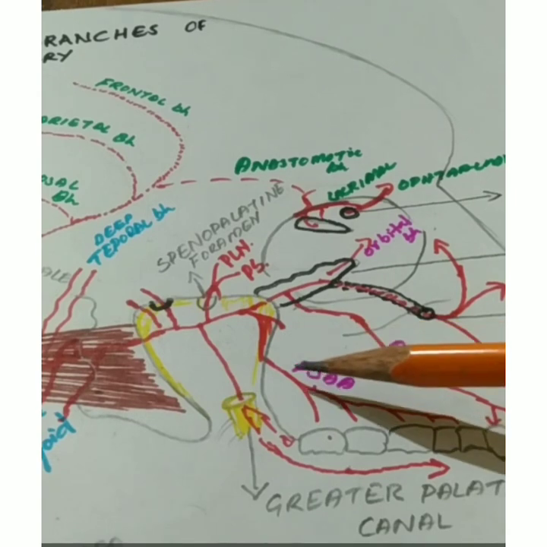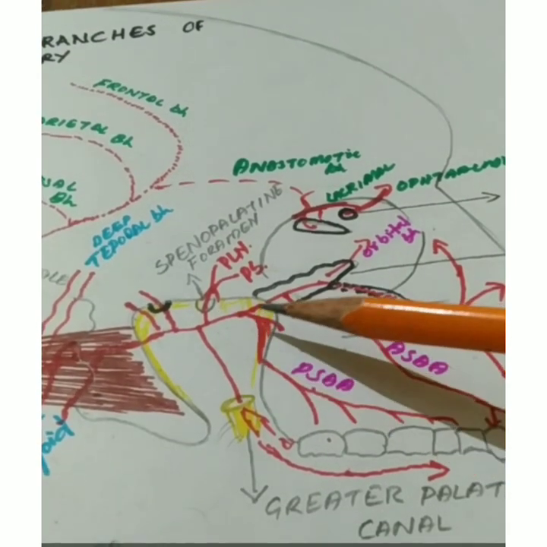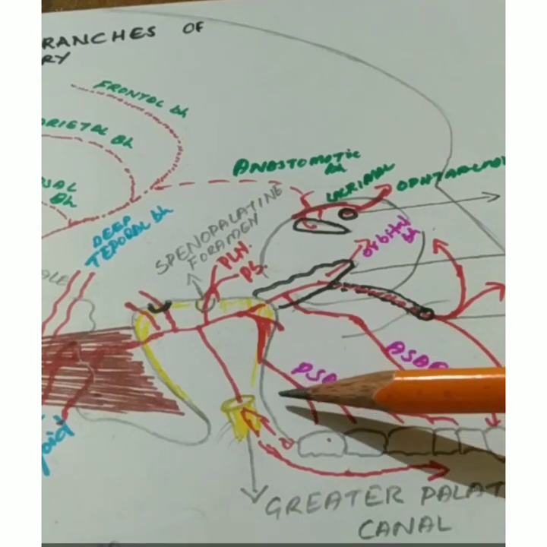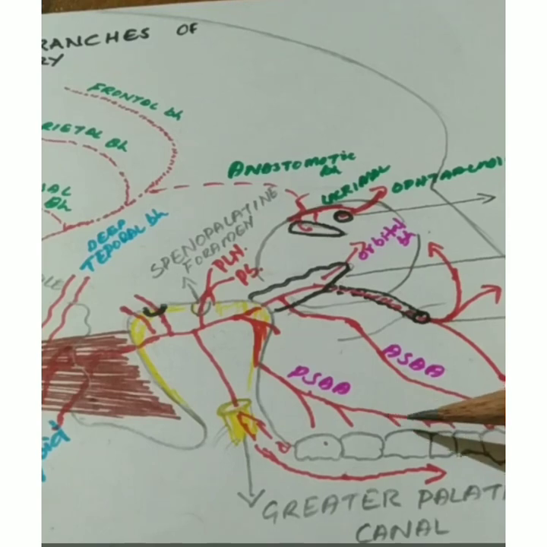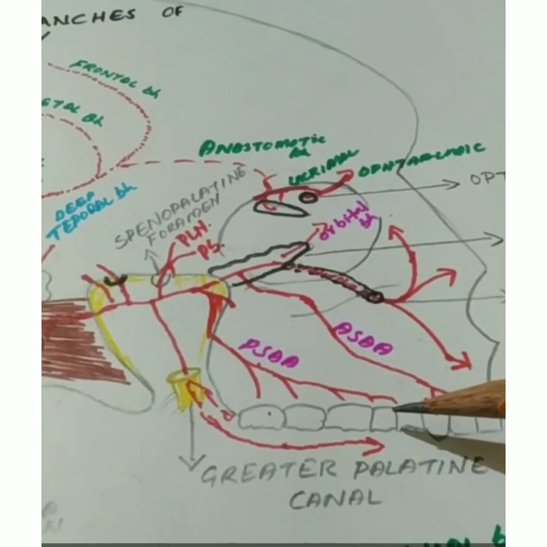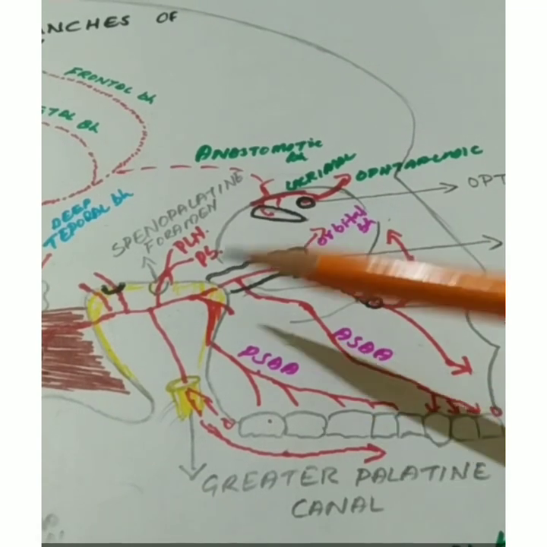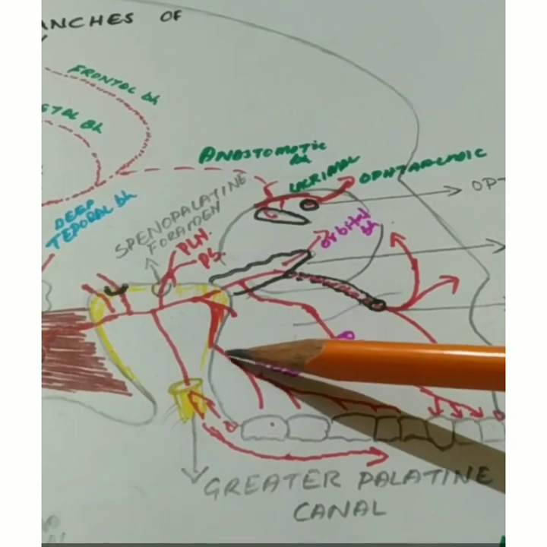And next we have a posterior superior alveolar branch. The posterior superior alveolar branch descends on the posterior surface of the maxilla, and it gives branches to the maxillary air sinus, molar and premolar teeth after entering through a canal in the posterior part of the maxilla.